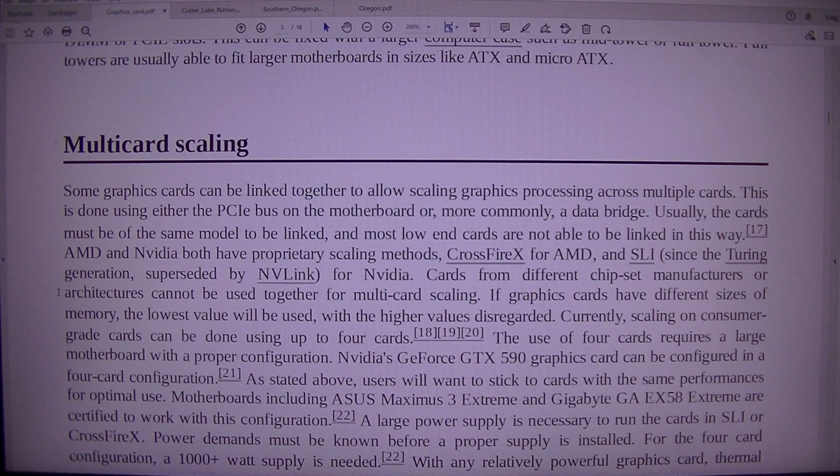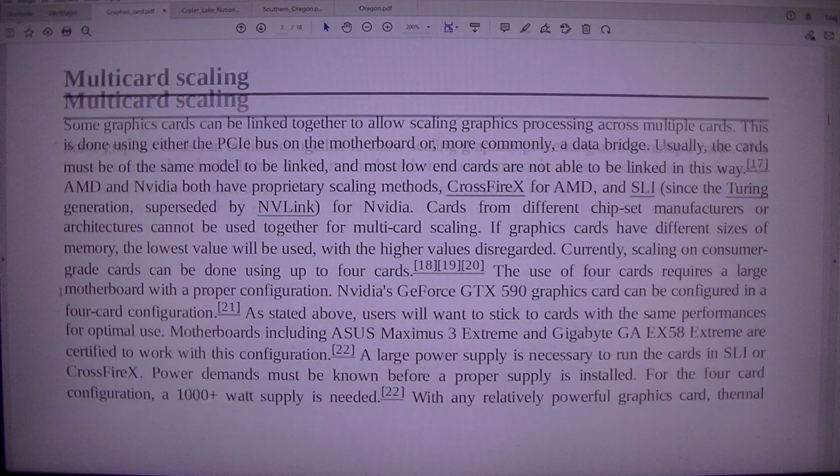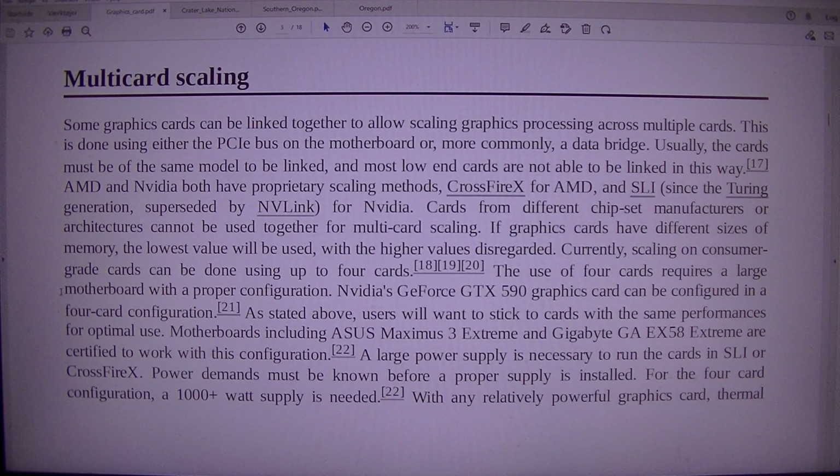Multicard scaling. Some graphics cards can be linked together to allow scaling graphics processing across multiple cards. This is done using either the PCIe bus on the motherboard or, more commonly, a data bridge. Usually, the cards must be of the same model to be linked, and most low-end cards are not able to be linked in this way. AMD and NVIDIA both have proprietary scaling methods, CrossFire for AMD, and SLI, since the Turing generation superseded by NVLink, for NVIDIA.